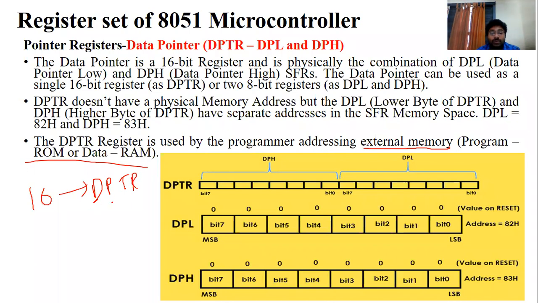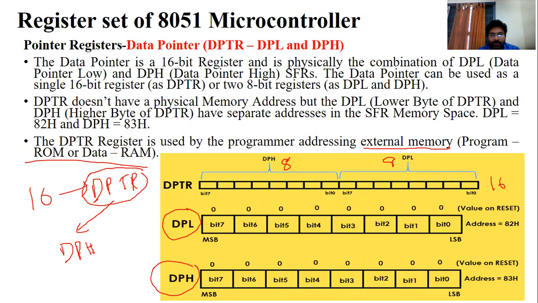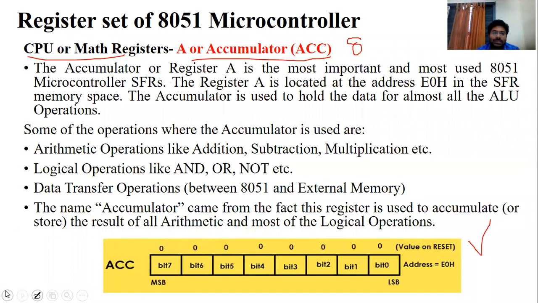But there is no code for this one, because the 16-bit register is divided into DPH, the higher order, and DPL, the lower order. This 16-bit register is divided into two 8-bit registers: the data pointer lower, DPL, is the lower order 8 bits, and the data pointer higher, DPH, is the higher order 8 bits. These have codes, but for DPTR there is no code available in the microcontroller. When you access DPTR, you are not accessing the 16-bit DPTR; you are accessing only either the 8-bit DPL or the 8-bit DPH.